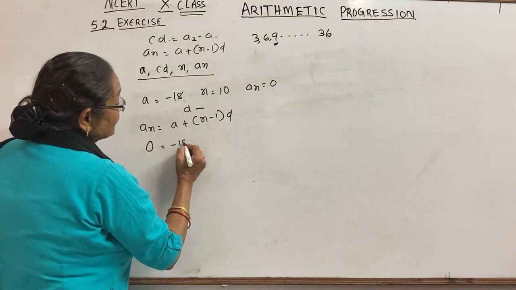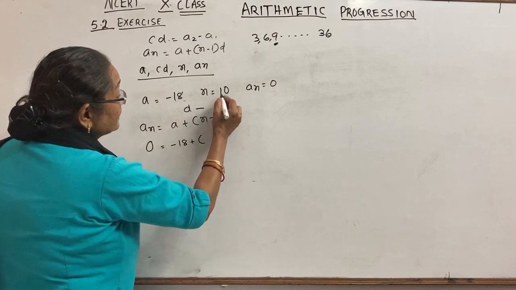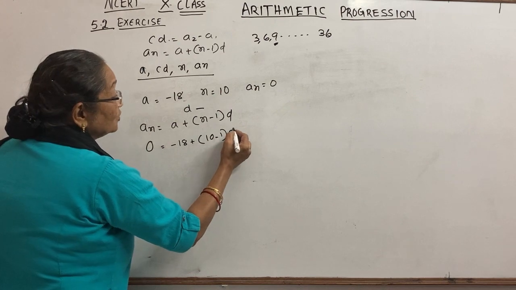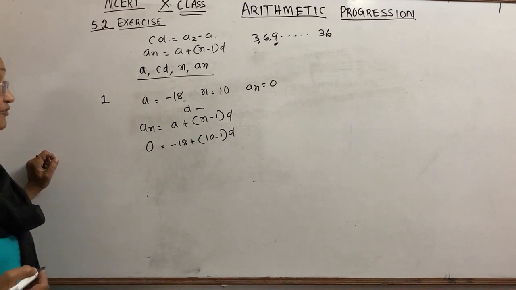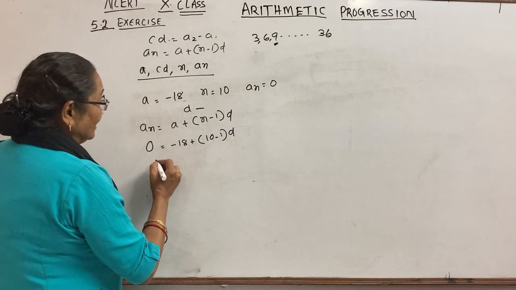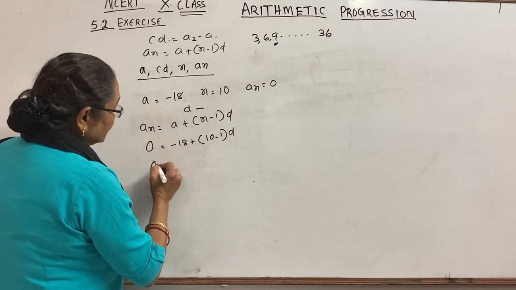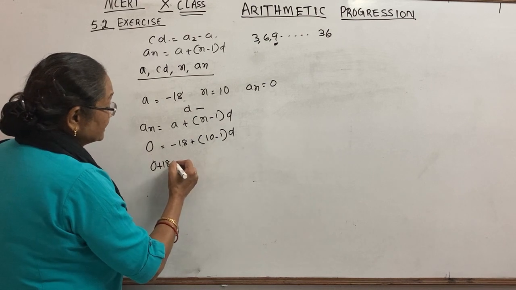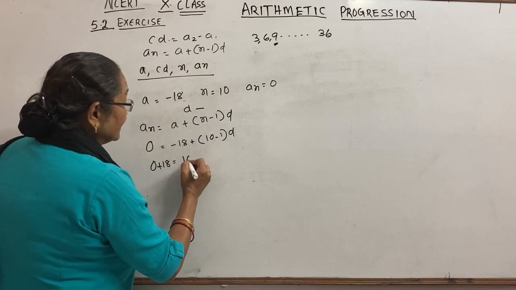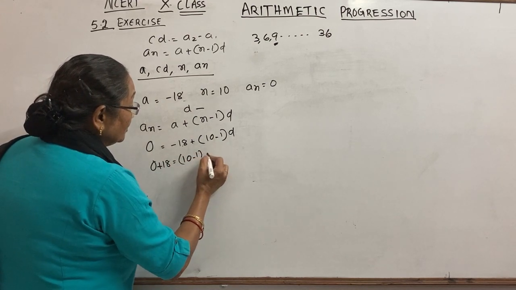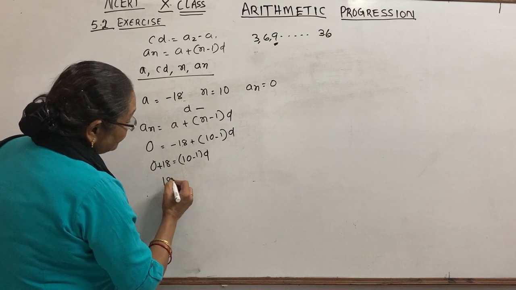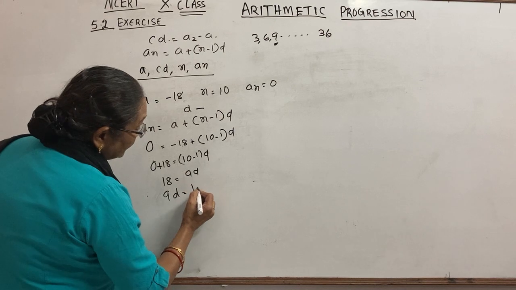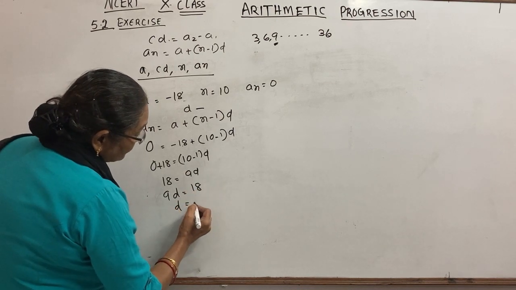a is minus 18 plus n, which is 10, 10 minus 1. What is our d? d we don't know. That is what we have to find out. So now we bring the 0 from this side: minus 18 becomes 18, then 10 minus 1 into d. This is 18 equals 9d. That means 9d equals 18. Now d equals 18 over 9.